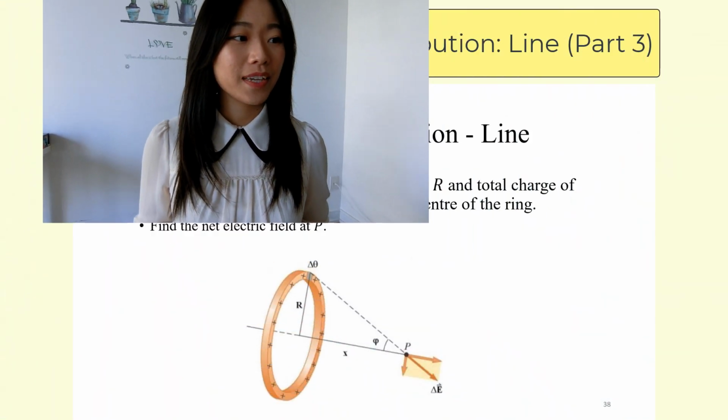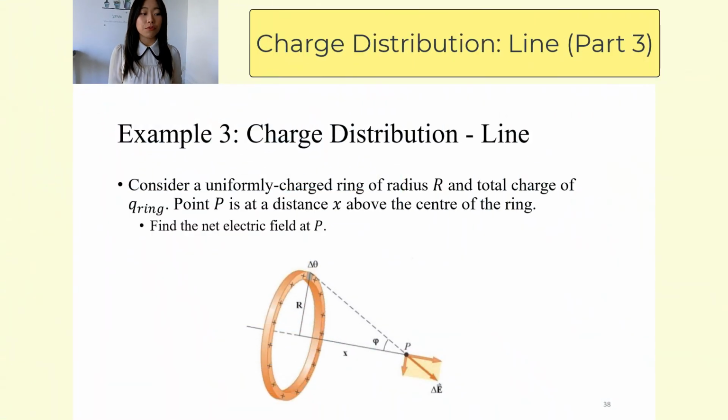Now let's look at the third, which also is the last example for charged line. Now the line is folded in a ring shape and the line is uniformly charged. The ring has radius of R. The total charge is Q ring. Point P is at the distance x above the center of the ring, and we are going to find the net electric field at point P.